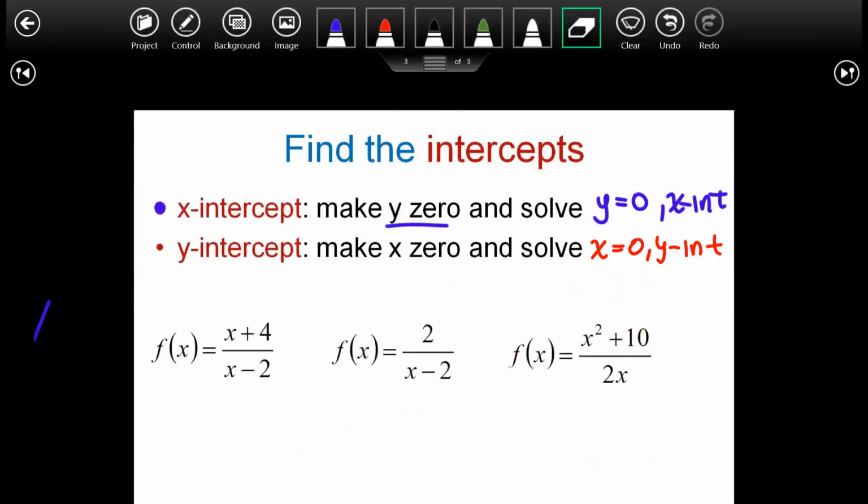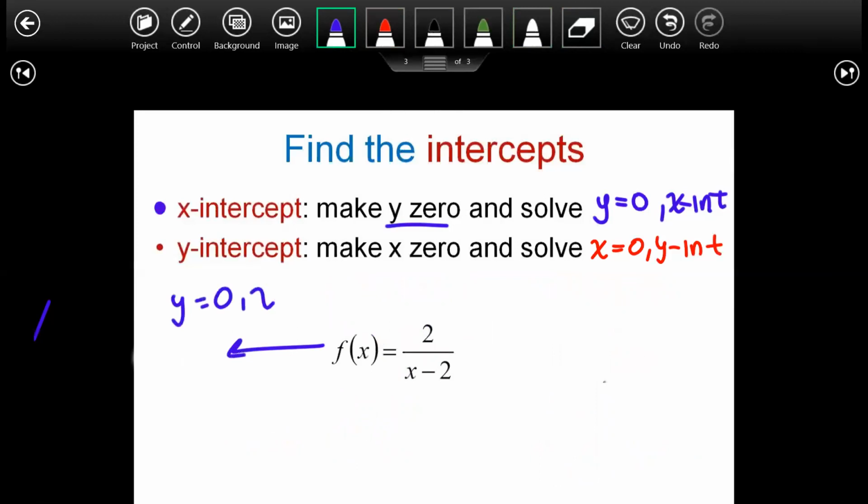Let's look at our other case. Let's look at our middle one now. So this is our middle one, and we're going to do the same process here. If I wanted to do my y-intercept, then I'll be doing my y-intercept over here. Y is equal to 0 for an x-intercept. If I set y equal to 0, we're going to get this.